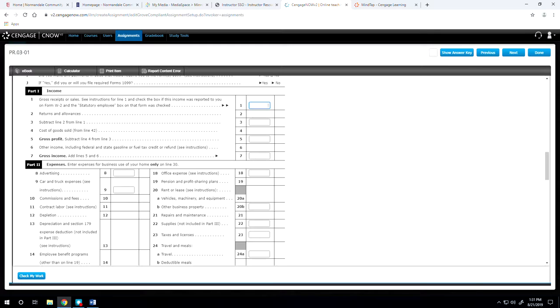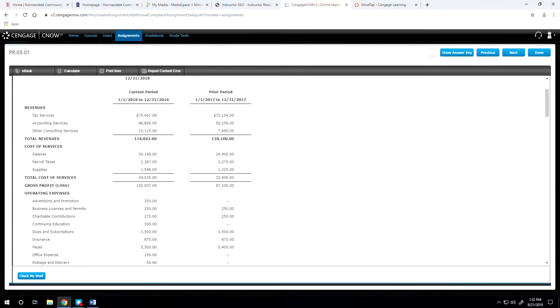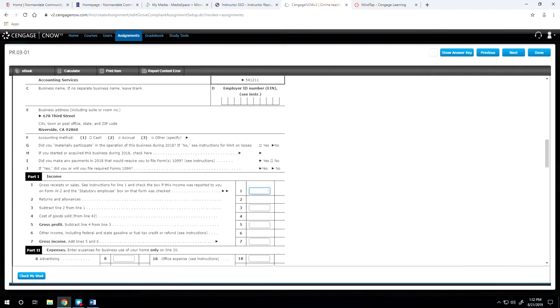Okay, let's fill in the first box. The first box is gross receipts from sales. So where can we get that? We can go up to our income statement. Since this company is on the cash basis, all of the revenue that they have recognized is what they've also received in cash. So let's go up here. Total revenues, 134,042. I'm going to go back down, and I'm sorry for all the scrolling.